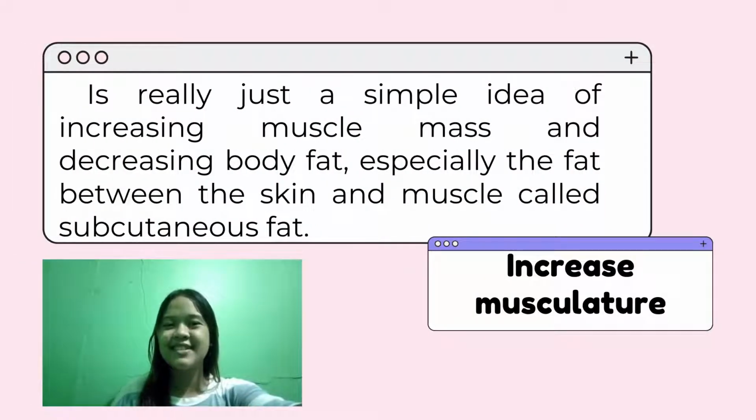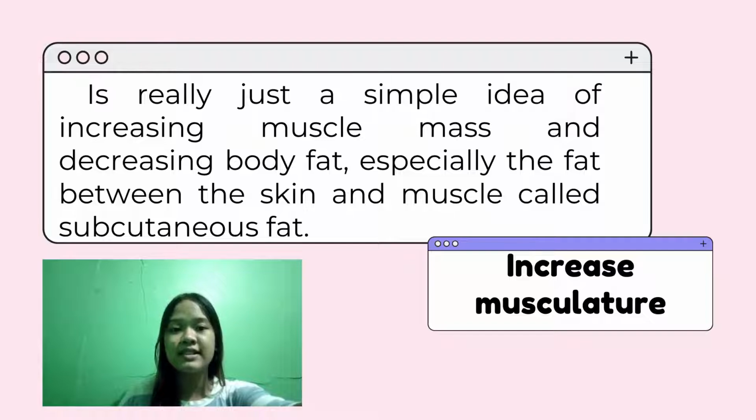Next is increased musculature. Increasing muscle definition is really just a simple idea of increasing muscle mass and decreasing body fat, especially the fat between the skin and muscles called subcutaneous fat. Doing these two things together is what creates defined muscle that you can see.